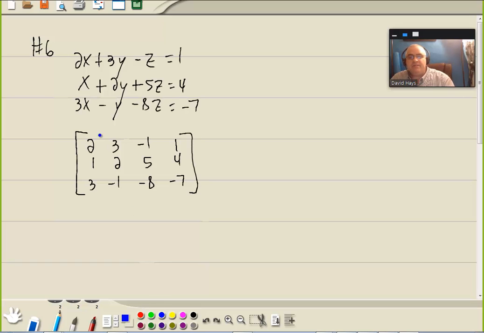Again, the idea here is you put your x values in the same column, put your y values in the same column, put your z values in the same column, and a number on the other side of the equals in the same column. Now our size of our matrix has changed. This is now a 3 by 4, rows by columns, 3 rows, 4 columns. So let's go ahead and put this in.